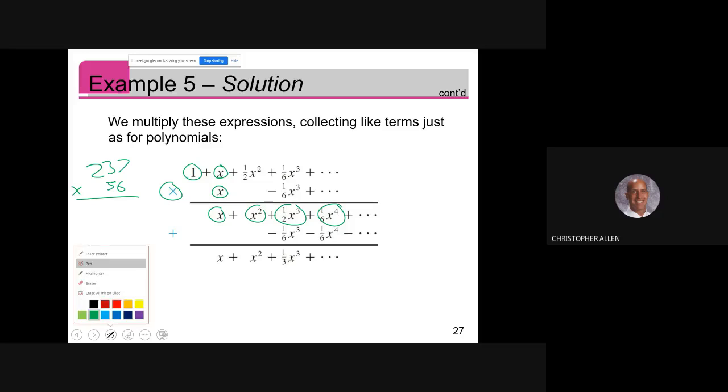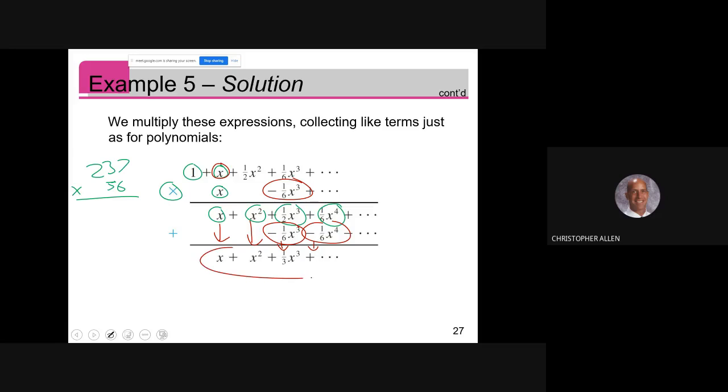Then the next piece is we have to do all of those, infinitely many of them, which I know would be impossible. But now, what about this one? What is negative 1/6 x to the third times 1? Well, it's negative 1/6 x to the third. What is negative 1/6 x to the third times x? Well, that'd be negative 1/6 x to the fourth. And then what you do is you just add those up.